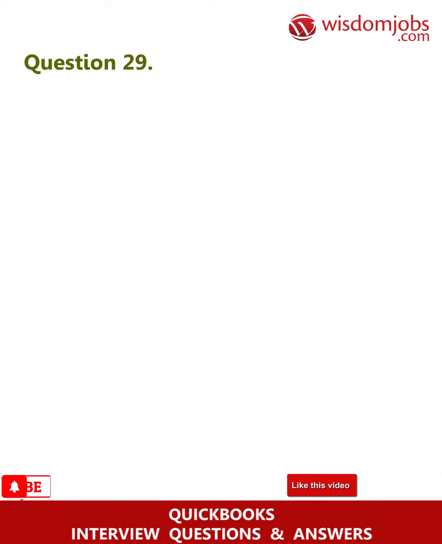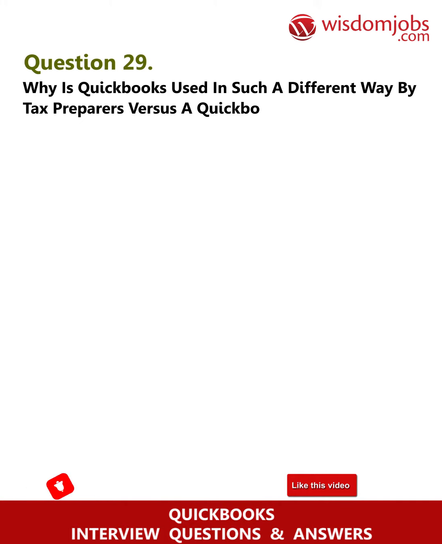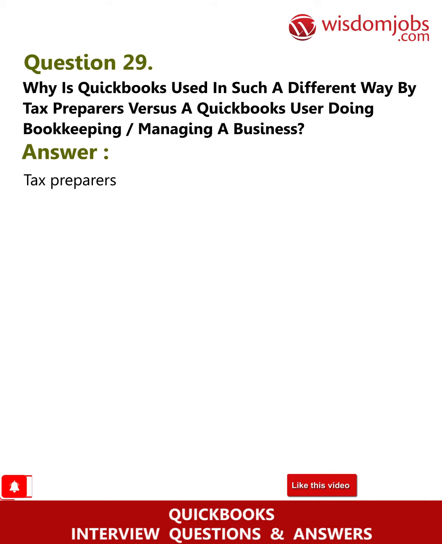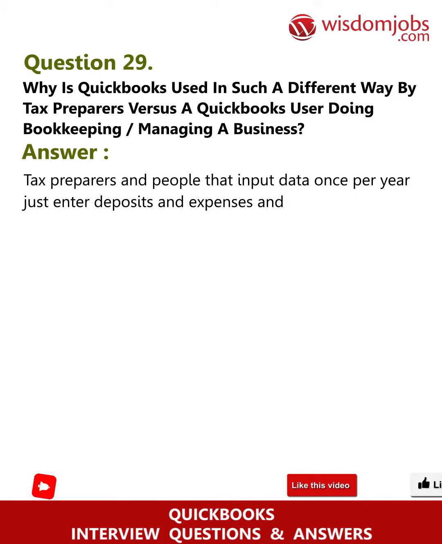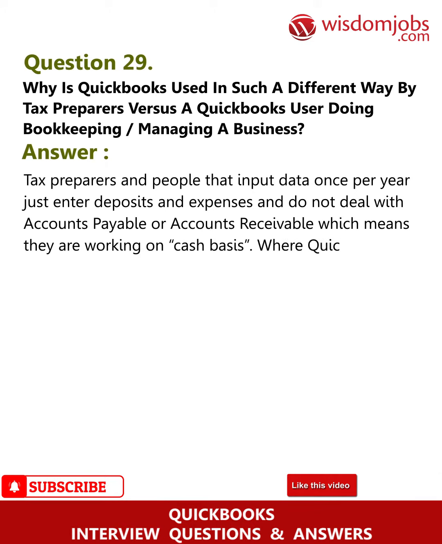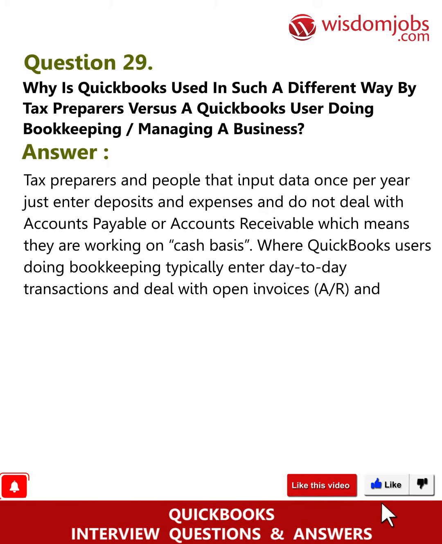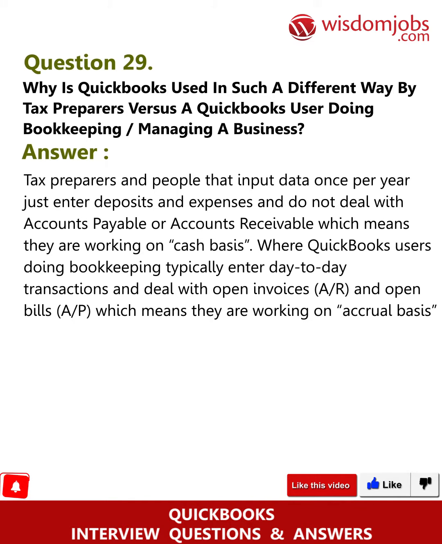Question 29. Why is QuickBooks used in such a different way by tax preparers versus a QuickBooks user doing bookkeeping, managing a business? Answer. Tax preparers and people that input data once per year just enter deposits and expenses and do not deal with accounts payable or accounts receivable, which means they are working on cash basis, whereas QuickBooks users doing bookkeeping typically enter day-to-day transactions and deal with open invoices (AR) and open bills (AP), which means they are working on accrual basis.